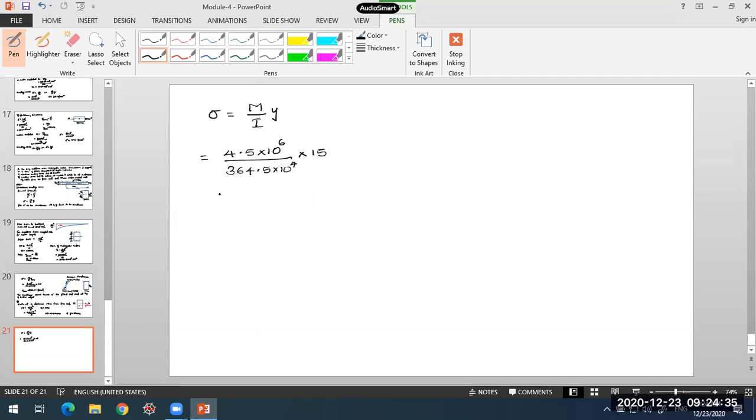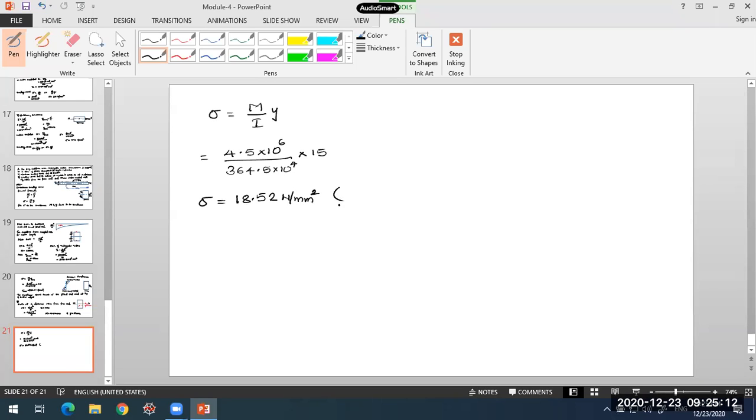So what it comes to, sigma at a distance of 1.5 meter and 15 mm below the neutral axis: 4.5 divided by 364.5. Please calculate that on your own. So how much does it come out? What I'm getting is 18.52. Is that correct? 18.52 Newton per mm square.